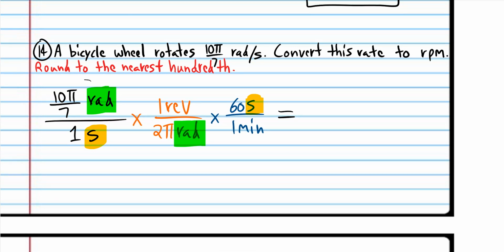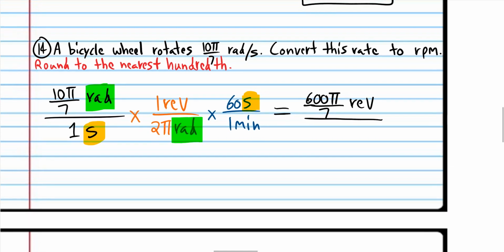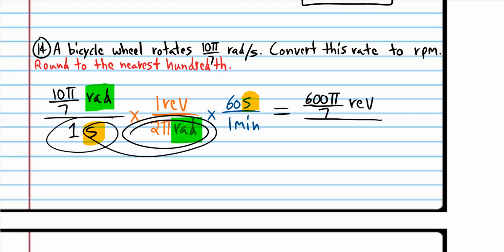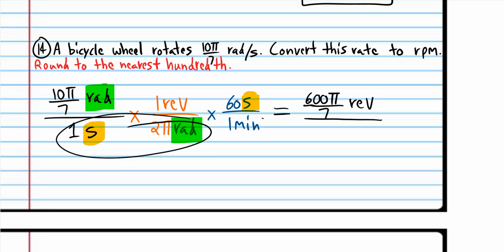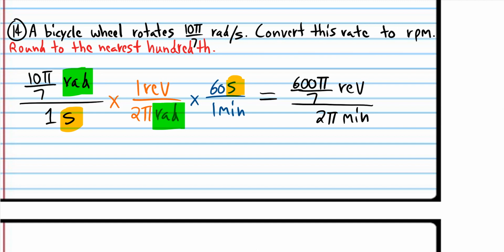So now we're ready to multiply. So 10 pi over 7 times 1 is 10 pi over 7. And then 10 pi over 7 times 60 is 600 pi over 7. And that's in revolutions. 1 times 2 pi is 2 pi. And then 2 pi times 1 is 2 pi. So this factor label method looks very confusing, but when you get used to it, it's really not that difficult.